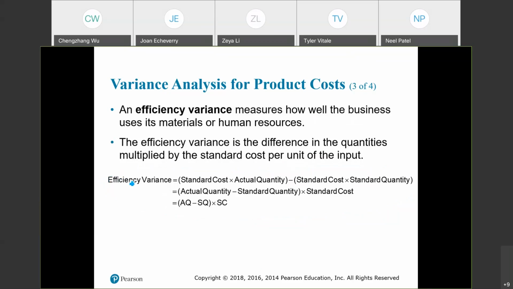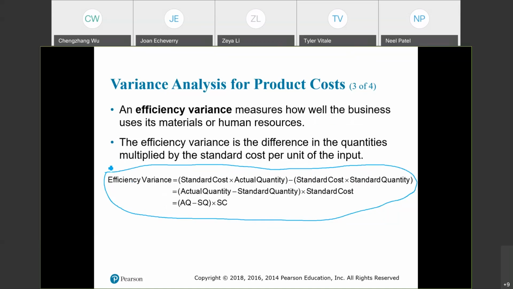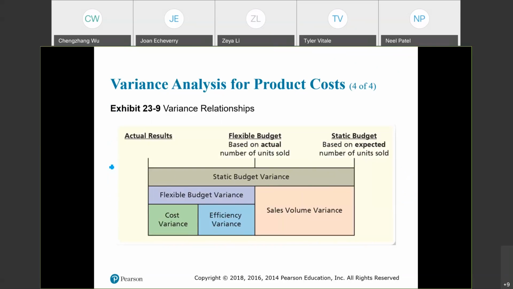Efficiency variance, again, measures how well the business uses its materials or human resources. And this is the calculation. Standard cost times actual quantity less standard quantity. We use the difference between these two quantities times standard cost, and we get the efficiency variance.